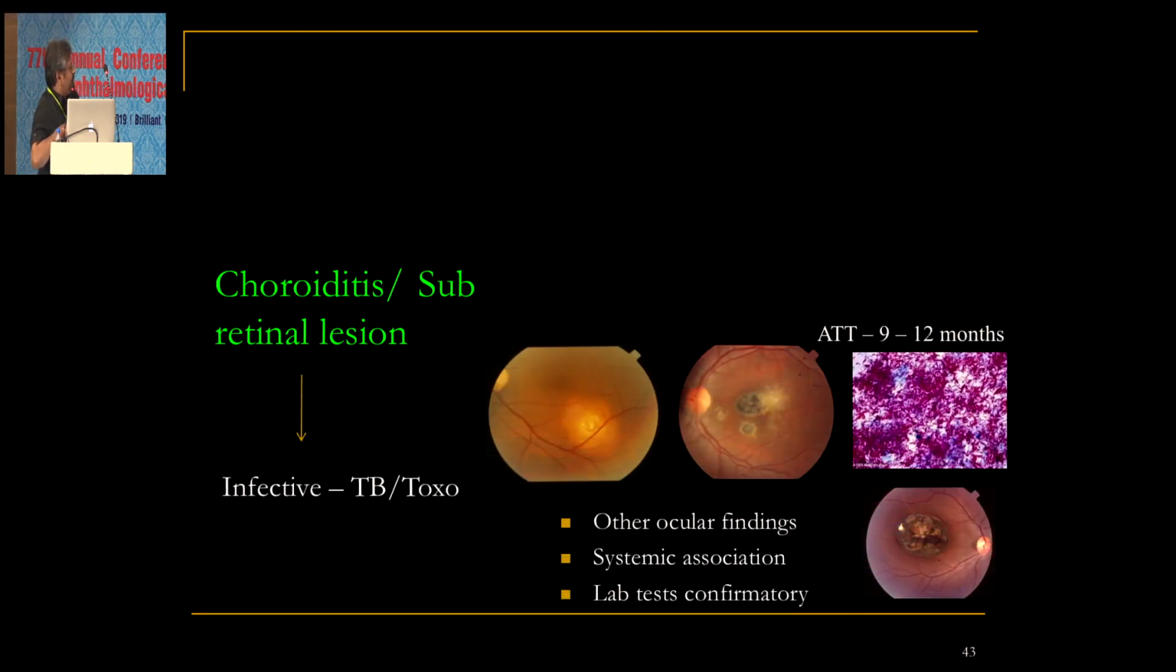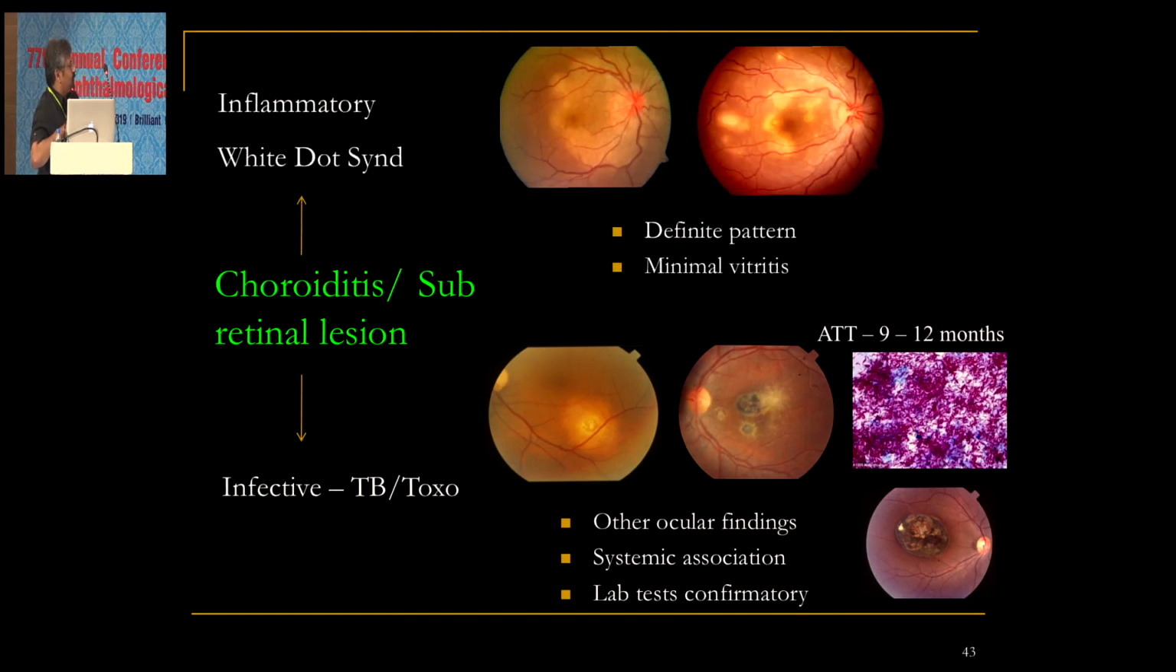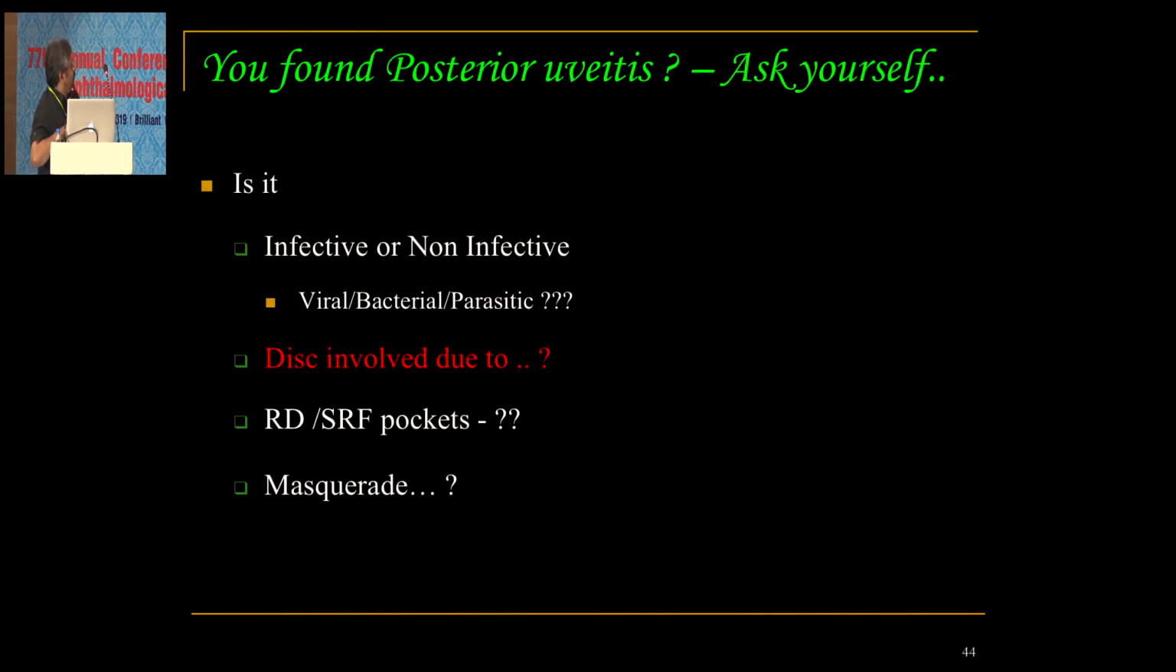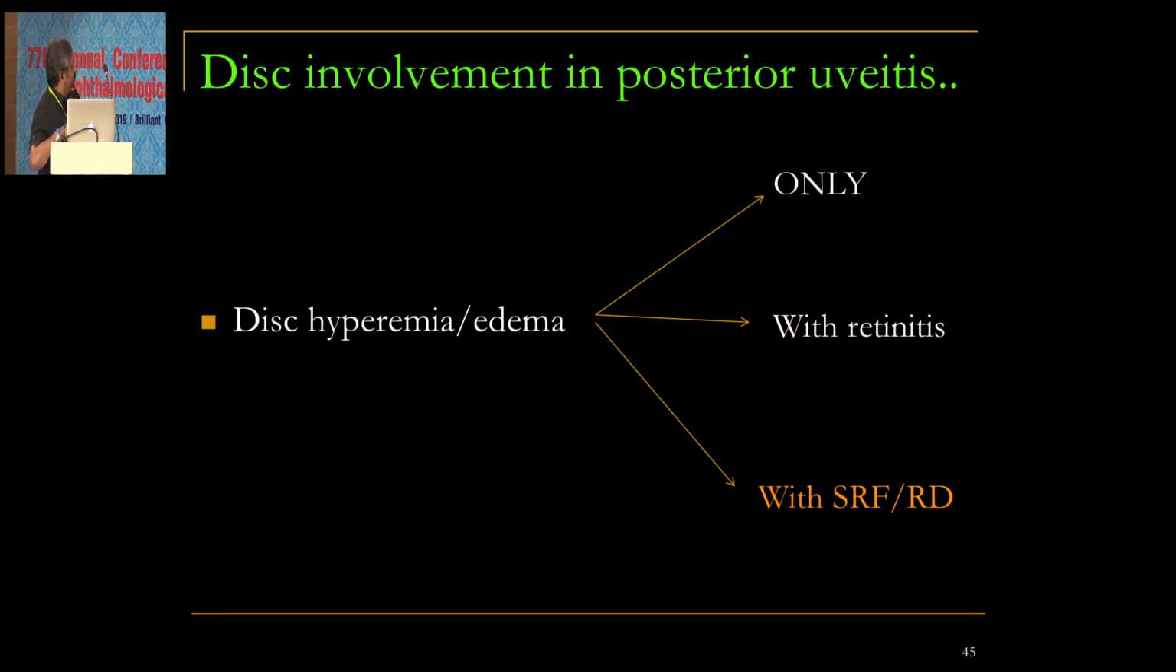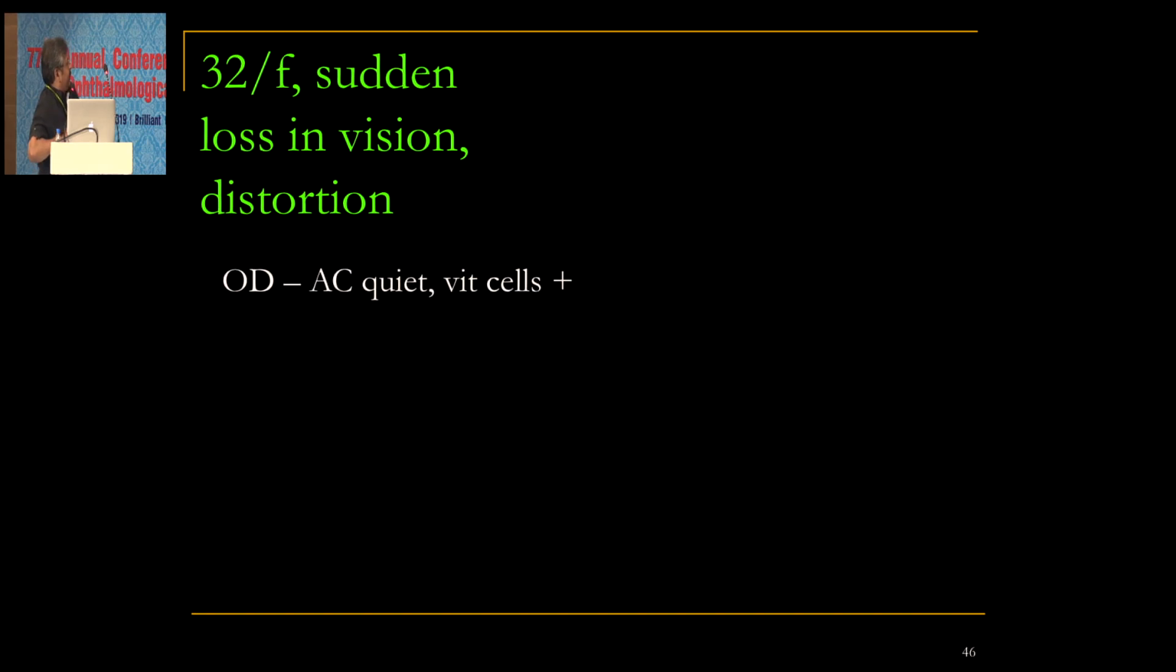So choroiditis, I said, can be tuberculous. The other thing is the white dot syndromes. Once it is a white dot syndrome, they have a definite pattern, and you can treat with anti-inflammatory therapy. So we saw whether infective or not infective. Disc involvement can be disc involvement alone, or with retinitis, or with subretinal fluid or exudative RD. Disc alone can be because of a granuloma. With retinitis it can be neuroretinitis. But one with subretinal fluid or exudative RD is something like this.